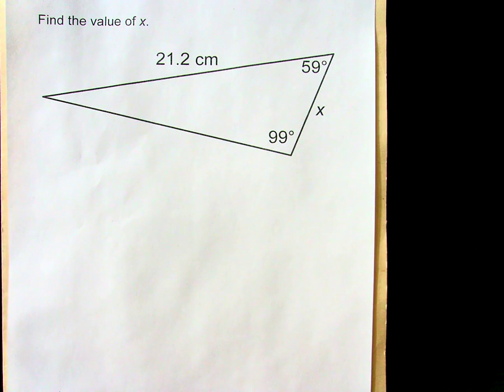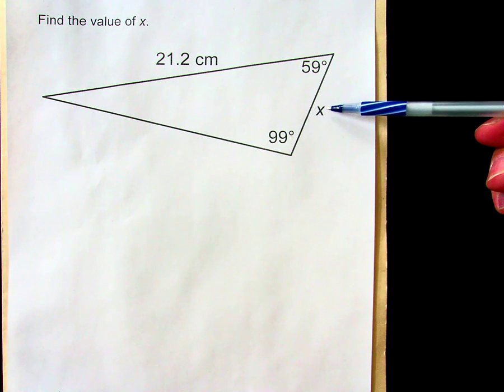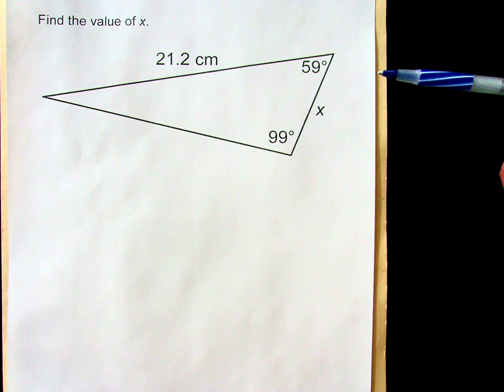In this video, we're going to look at a couple of situations for applying the law of sines. For this problem, we want to find the value of x. In this case, x is the length of a side. Now notice that this is not a right triangle. This would be an oblique triangle.